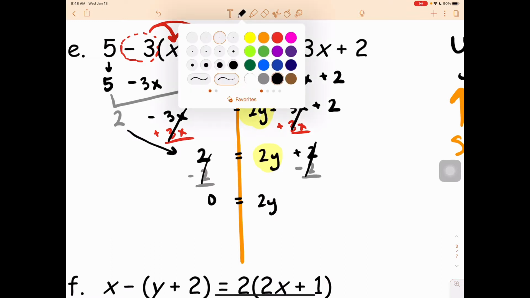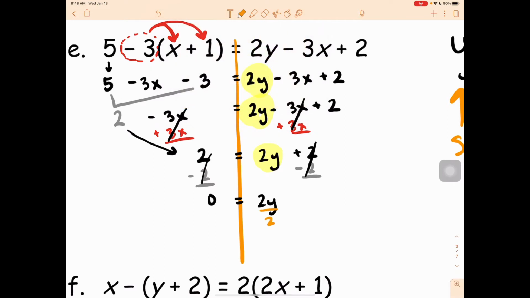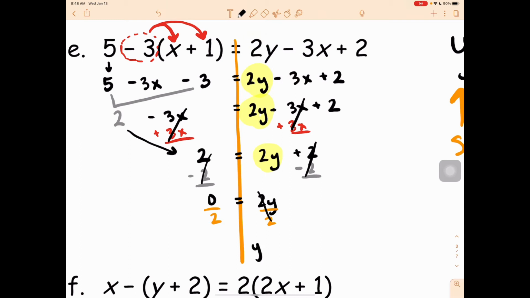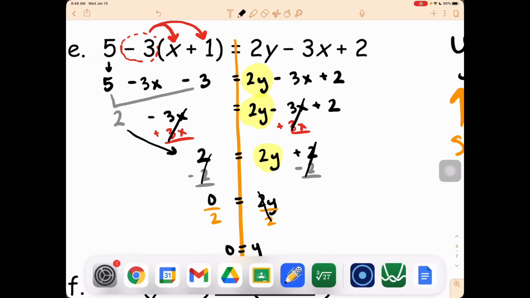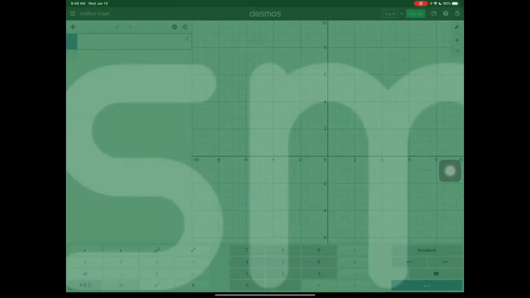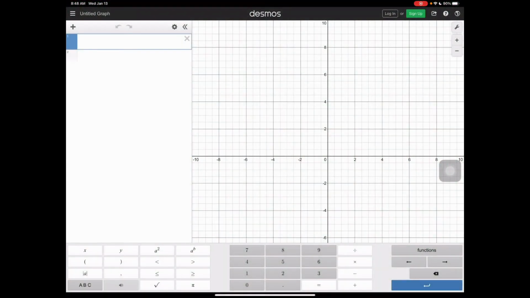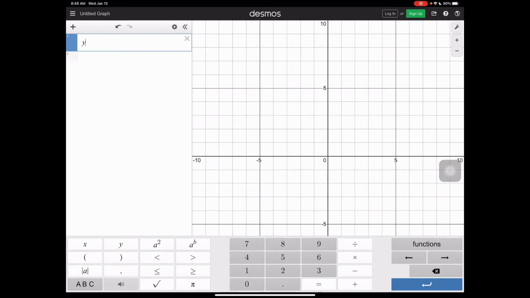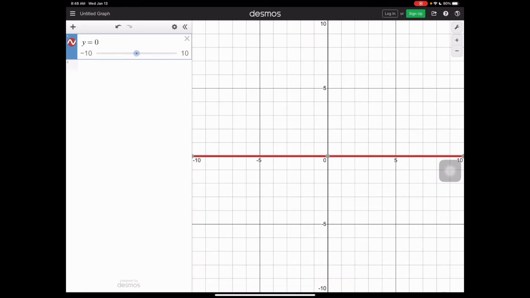The y is still not by itself, so now we have to divide both sides by 2. So we get y equals 0, and that is perfectly fine, okay? So y equals 0, if I were to graph that, that is still a line, okay? So if I were to graph this, let's make this a little bit bigger. We're going to have y equals 0. It is a straight line. It is flat. And that is why there is no slope.